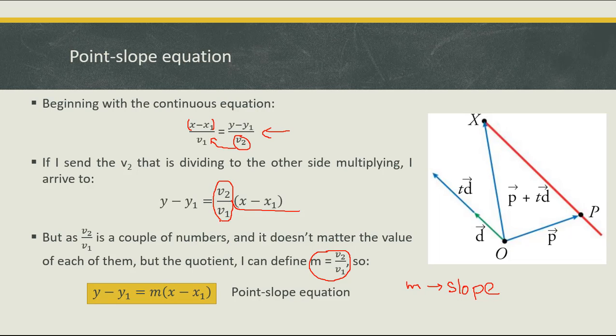So finally, substituting this quotient by m, I arrive at the point-slope equation. y minus y1. Here I have a point again, and m, what is called the slope, represents in fact the vector. Okay?